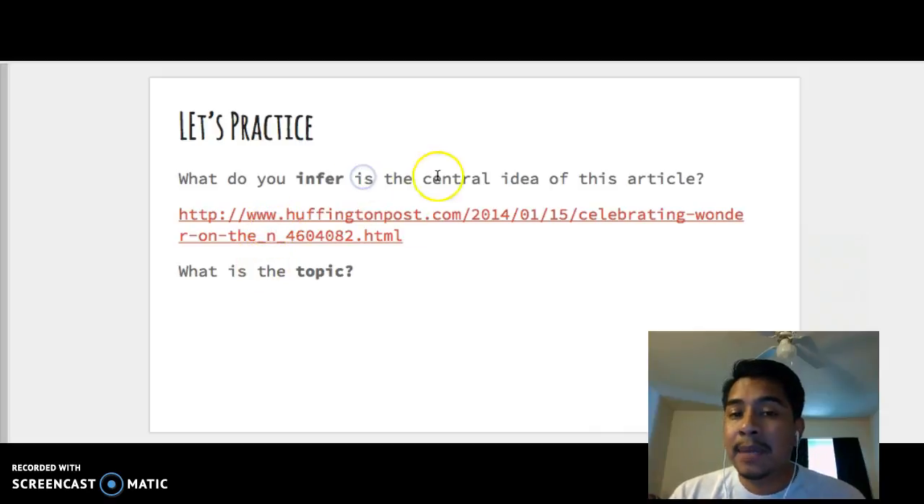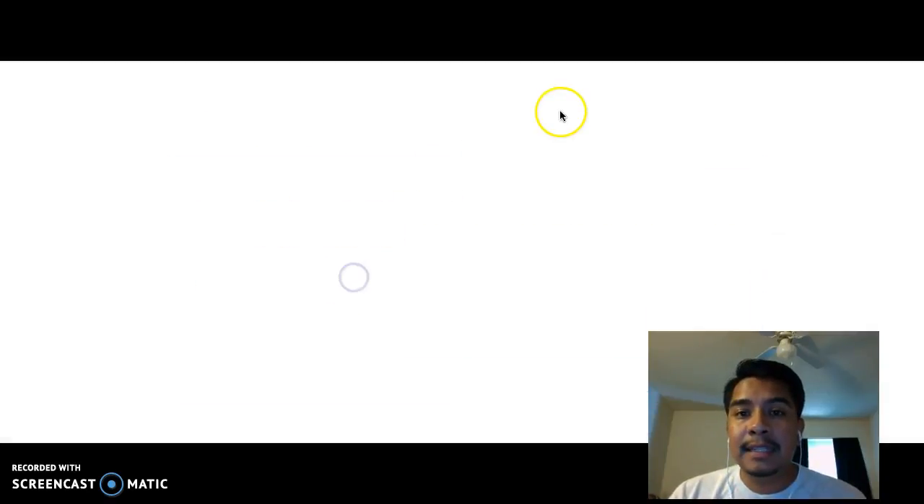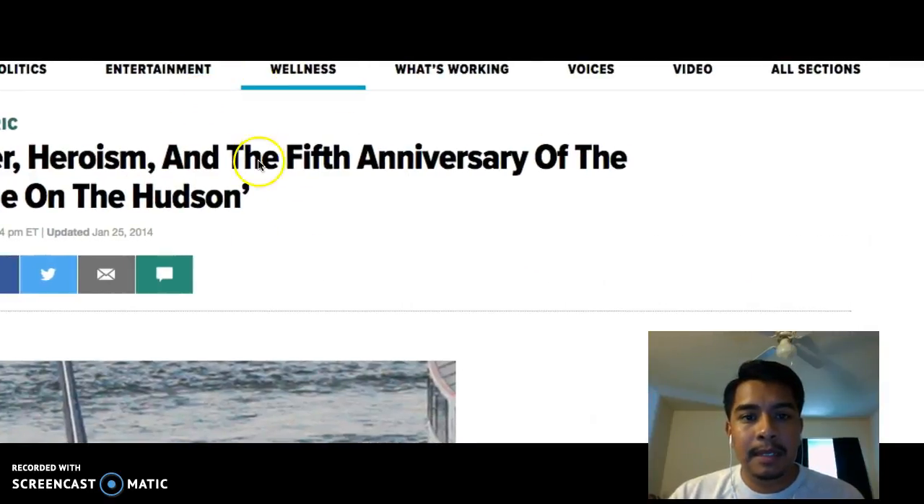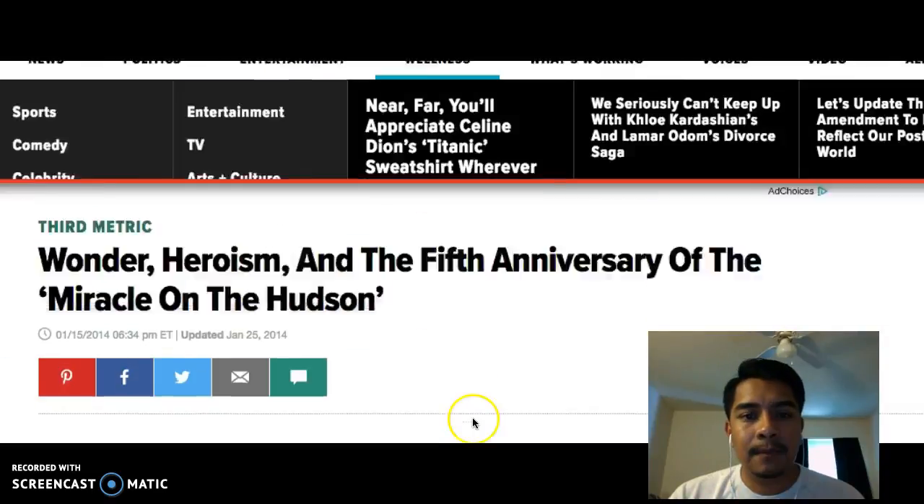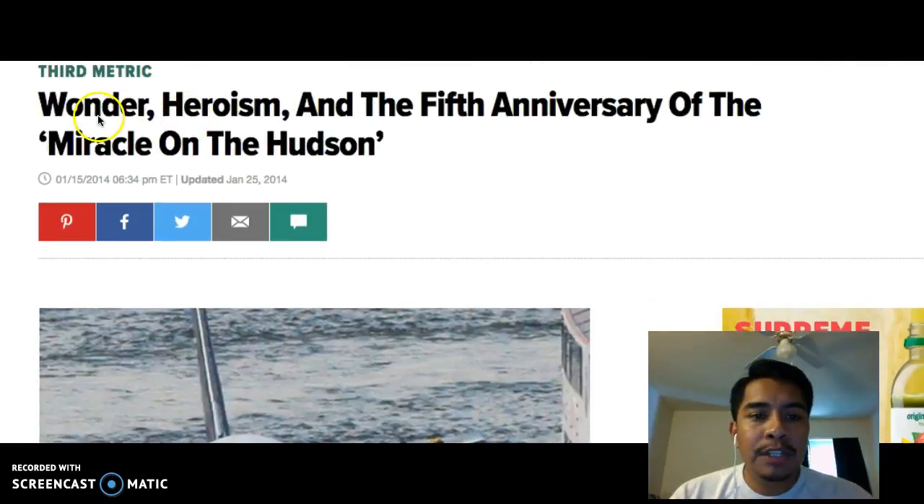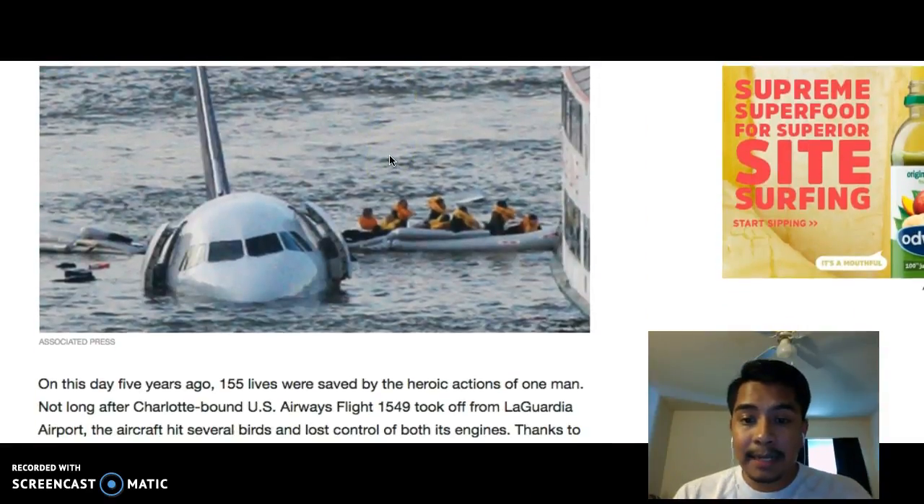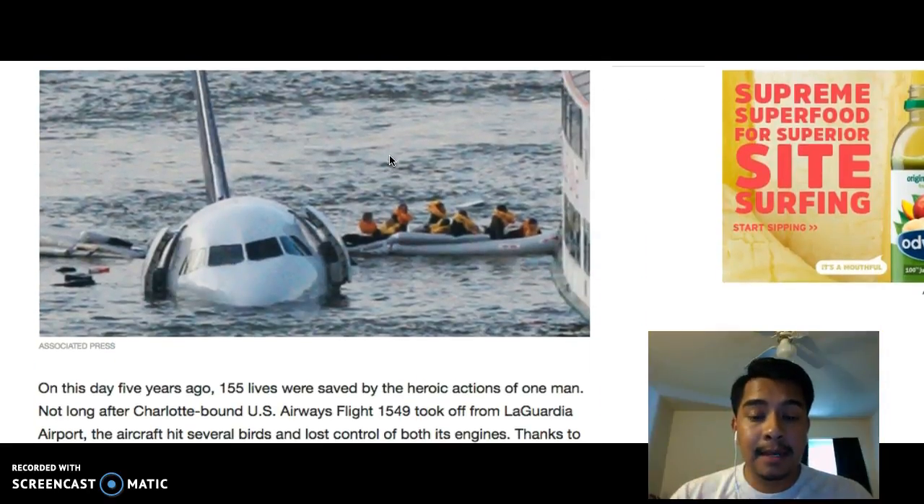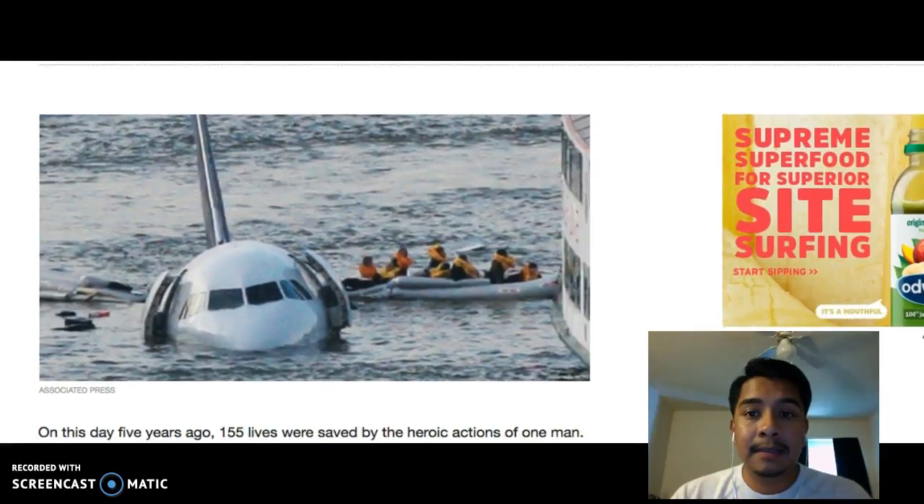So let's see about this article. So what do you think is the central idea of this article? Now this article is, hang on one second, let me get a better picture. All right, so this is called Wonder, Heroism, and the 5th Anniversary of Miracle on the Hudson. So there's the plane again, and we can say that the topic of this article is going to be about that plane crash. So that's what the article is about. What it is mostly about, the central idea, is the pilot.